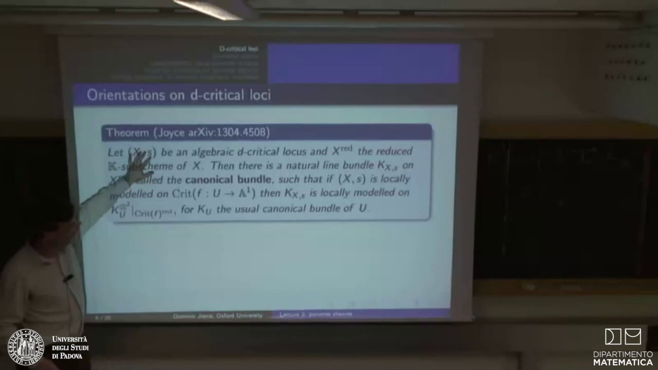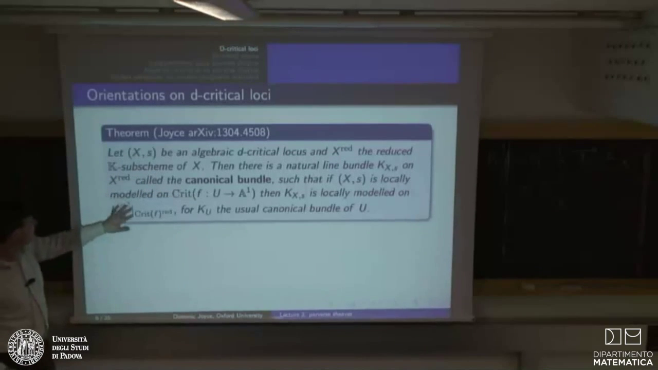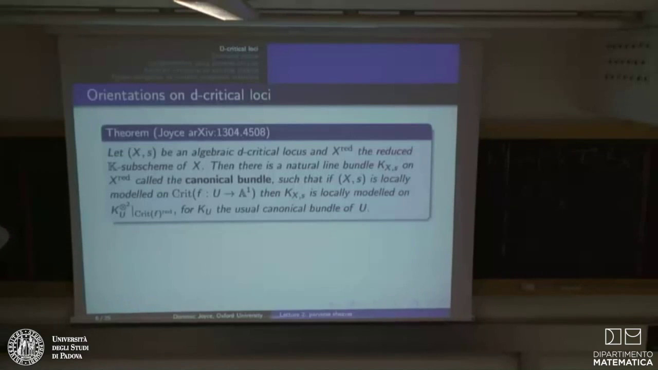If you take an open cover by things written as critical loci, then there are natural isomorphisms between the squares of the K_U's, and you can glue them together to get a global line bundle. If you did this without squares, then they would not glue naturally. They'd only glue up to signs. Yeah, probably. And this business of taking square roots of line bundles crops up a lot. For instance, Kontsevich-Soibelman orientation data. Quite a lot of people, when they write their first paper in the field, forget about the square roots.